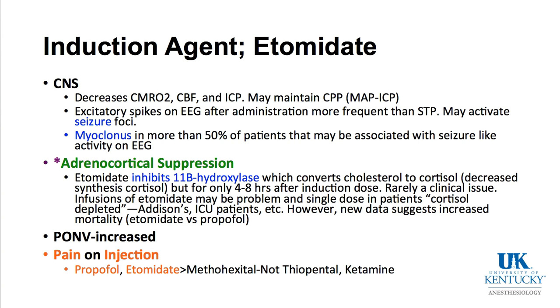Adrenal cortical suppression with etomidate. Etomidate inhibits some enzymes, including 11-beta hydroxylase, which is involved in the conversion of cholesterol to cortisol, or glucocorticoids. Etomidate also inhibits mineralocorticoid activity, but we're normally worried about the glucocorticoid effect that it has, and that is it can, even after a single induction dose, reduce cortisol production for hours.